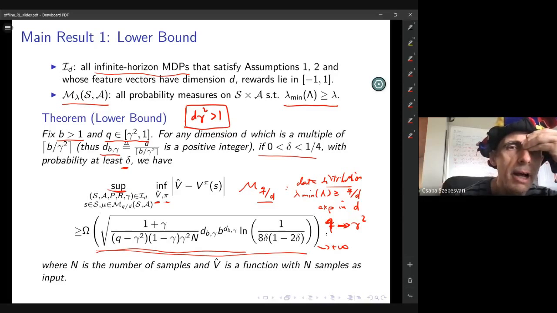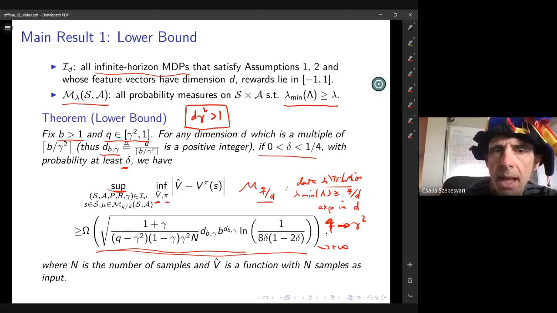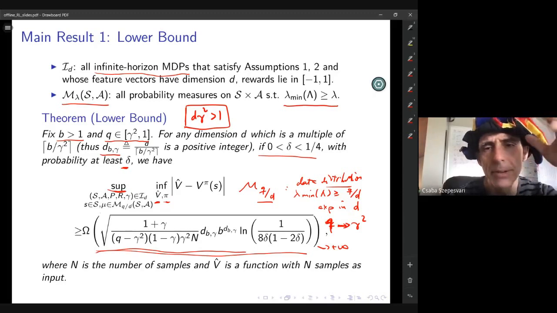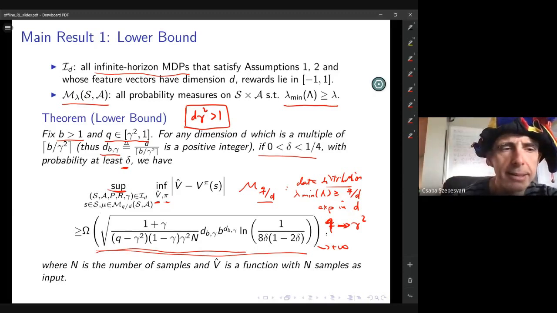I guess if I wanted to say this verbally, then maybe it would be like with probability at least 1 minus delta, there exists an MDP. No, I would say there exists an MDP. No matter what your algorithm is, I can choose an MDP and I can choose a mu in such a way that your algorithm works on the samples, produces v hat, and the gap between v hat and v pi is going to be at least this large. And this is what happens with probability at least delta, or probability at least 1 minus delta, right? Is this the statement?